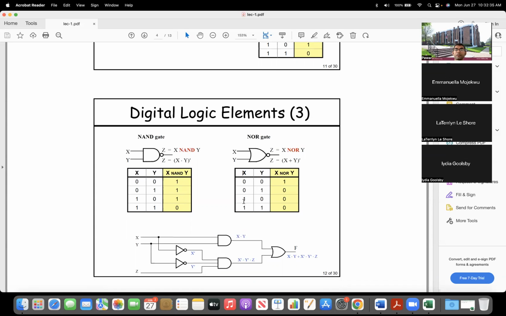0, 0, 1, 1 for X, and 0, 1, 0, 1 for Y. So for the OR gate you add. 0 plus 0 is 0, but there is a NOT, so NOT of 0 is 1. So NOR is 1. 0 plus 1 is 1, but NOT of 1 is 0. 1 plus 0 is 1, but NOT of 1 is 0. 1 plus 1 is 2, in binary it's 1, but NOT of 1 is 0, right? So that's your NOR gate.